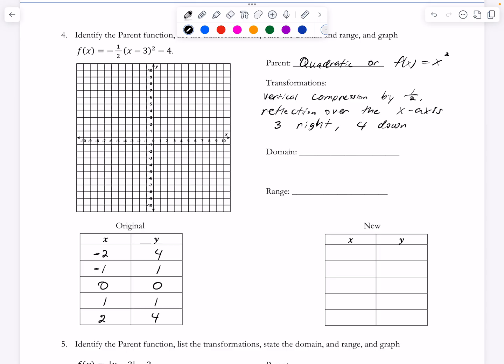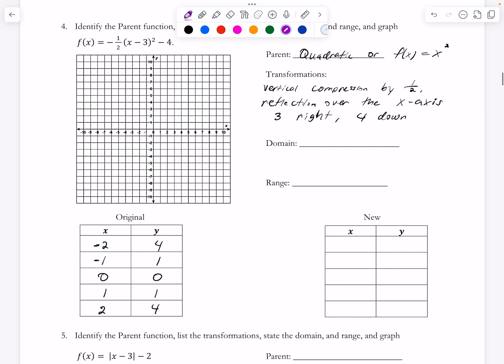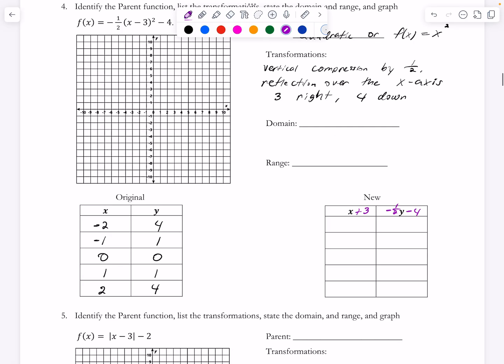All right, so let's change that. That's going to be x plus 3, and a lot going on with my y. I'm going to multiply it by -1/2, and then I'm going to subtract 4. So doing the x's, adding 3, that's 1, 2, 3, 4, 5. All right, half of 4 is 2. The opposite of that is -2. Minus 4 is -6. Half of 1 is half. So it's -0.5 minus 4 is -4.5.